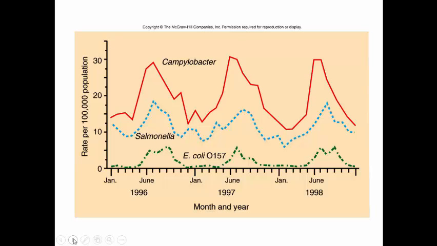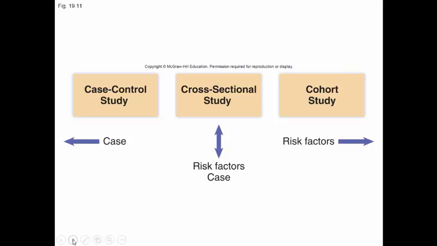E. coli O157, Salmonella, Campylobacter, all the same thing. Outbreaks are highest during the summer. This brings us to figure 19.1, okay? When we do analytical studies, this is a type of study done to identify specific risk factors associated with the development of a certain disease. Now we have to understand what risk factors are. These are specific conditions associated with a high frequency of the disease.